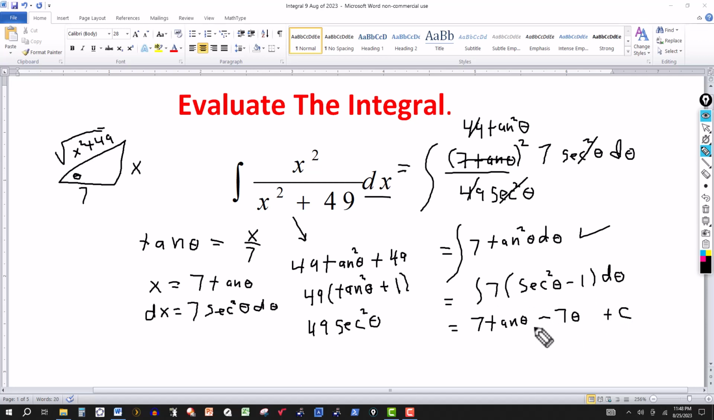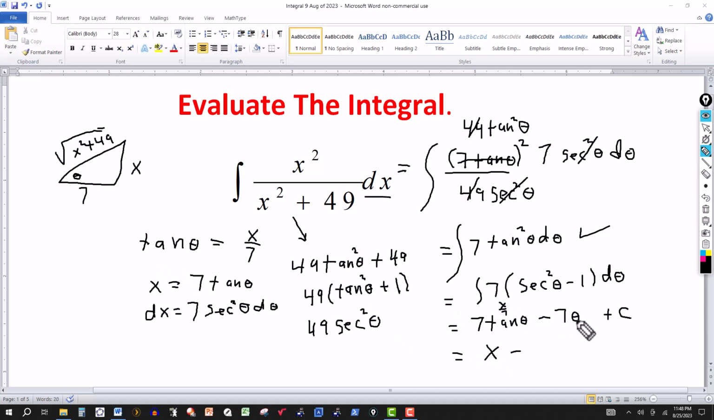Now we have to go back to the original variable. So here's where we go to the triangle over here. First of all, I've got tangent of theta. So look at the triangle. Tangent of theta is opposite over adjacent. So tangent here would be x over 7. And you have a 7 out in front. So this is going to give me x here.